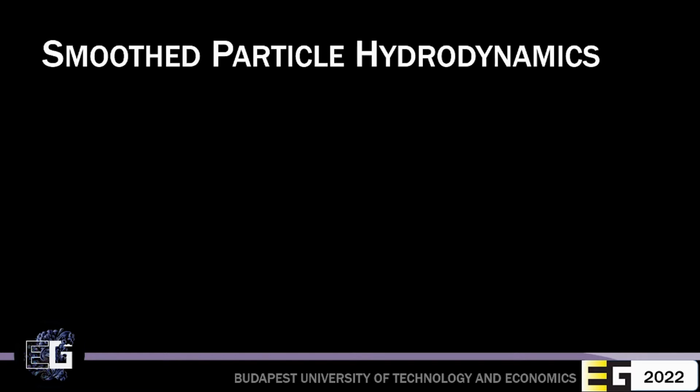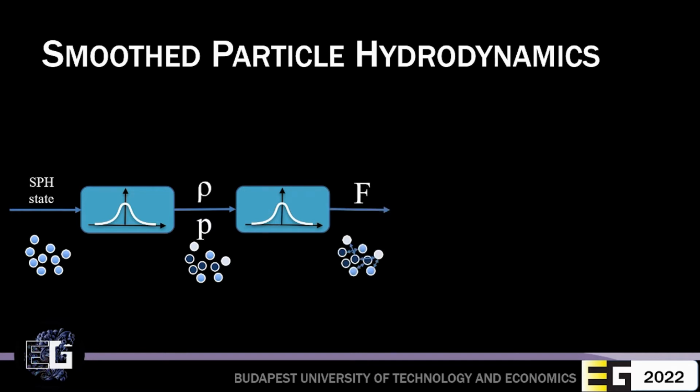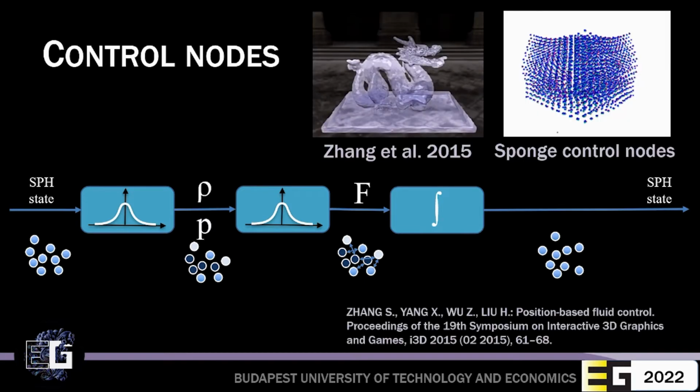SPH uses radial basis functions or kernels to first compute mass density and pressure near particles, and then evaluate forces. Forces affect the velocities and thus the positions of the particles. In entertainment context, fluid simulation is often required to adopt artistic or fantastic constraints, while maintaining plausible physical behavior. This is possible to achieve using control particles.